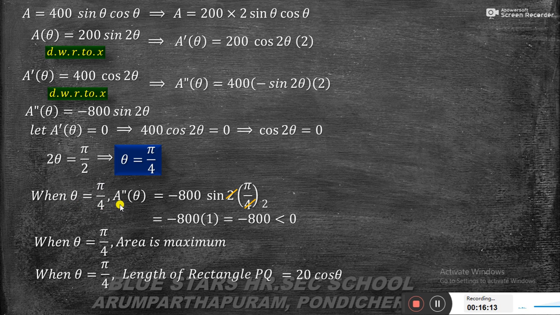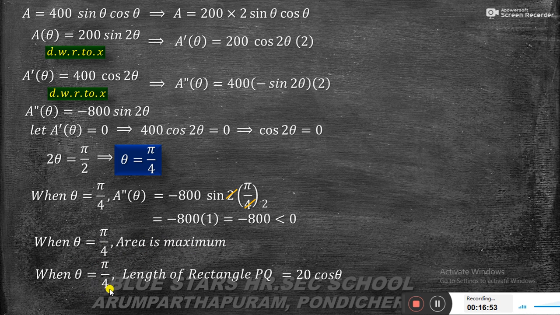When theta equal to pi by 4, now I calculate a double dash. A double dash of theta equal to minus 800 sin 2 theta. Minus 800 sin of 2 into pi by 4, that is pi by 2, sin pi by 2 is 1, so minus 800 into 1, minus 800, less than 0. Less than 0 means it is a maximum. So maximum means the area is maximum. Therefore theta equal to pi by 4, area is maximum.